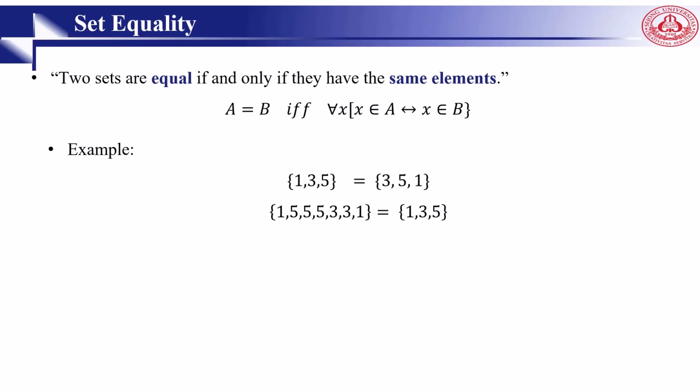Here is a definition of set equality. Two sets are equal if and only if they have the same elements. A equals B if and only if for all x, x is in A and x is in B. It means x should be in both of them. For example, 1, 3, 5 and 3, 5, 1: order doesn't matter. In here, 1, 3, 5, 5, 5, 3, 3, 1 is the same as 1, 3, 5. Repetition doesn't matter. Members are there.